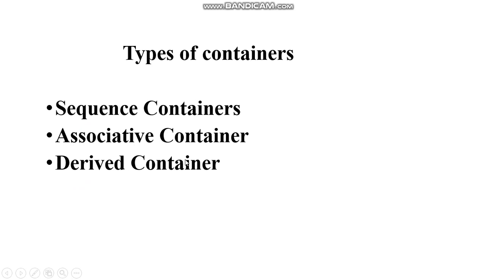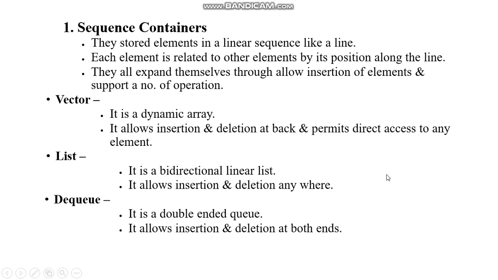Different types of containers are sequence containers, associative containers, and derived containers. For sequence containers, the container is the data, and how the data is organized in the memory. The data may be organized in a linear sequence. So that is a sequence container. Different sequence containers are vector, list, and deque.